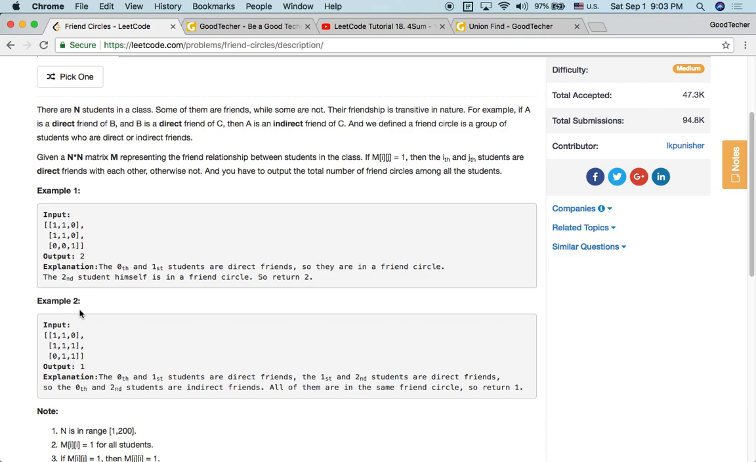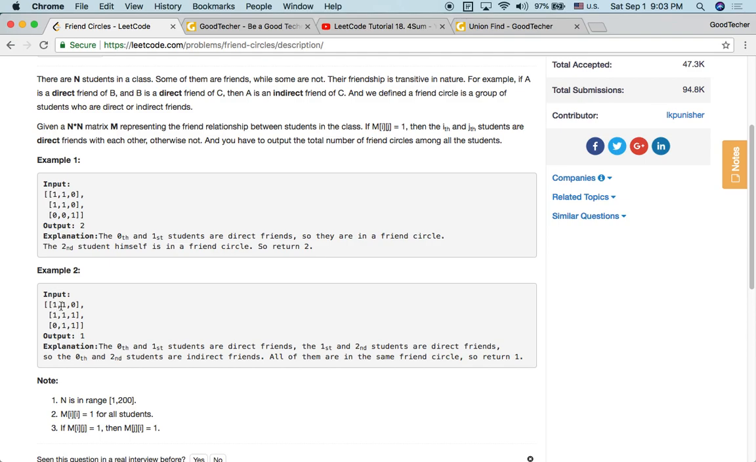And the second example, the input is also a two-dimensional array: [[1,1,0],[1,1,1],[0,1,1]]. The output is 1. So the explanation here: the zeroth and the first student mark 1, so they are direct friends. And the first and second students are also direct friends. So the zeroth and the second student are indirect friends.